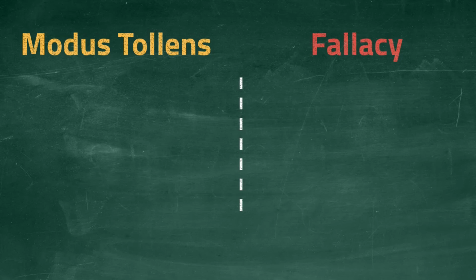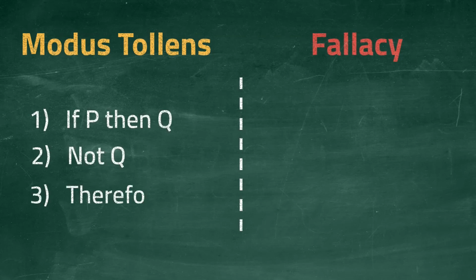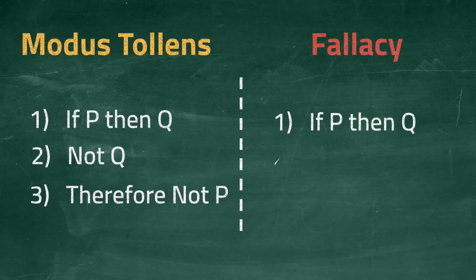I'll finish by putting modus tollens, the valid logic, next to the fallacy. You can see how similar they are, but the small difference between them is the difference between being valid and invalid.